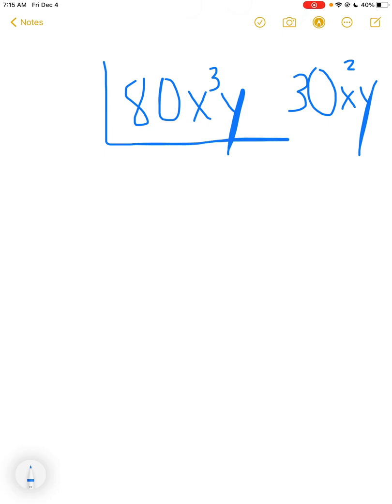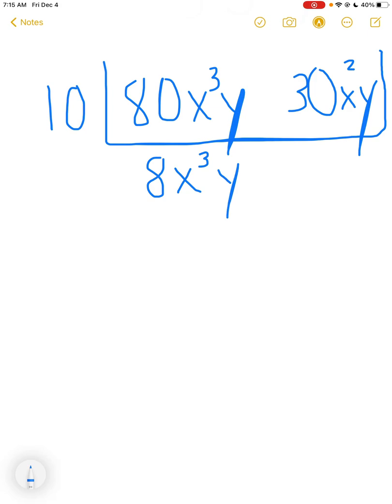I'm going to draw my cake layer around this set of numbers. Start by focusing on your numbers, 80 and 30. What could I divide those both by? 10 is a great choice. Let's start there. 80 divided by 10 is 8. Your x's and y's stay the same for now. 30 divided by 10 is 3. Your x's and y's stay the same and get brought down for now. Still focus on the numbers. Is there anything left to take out of 8 and 3?